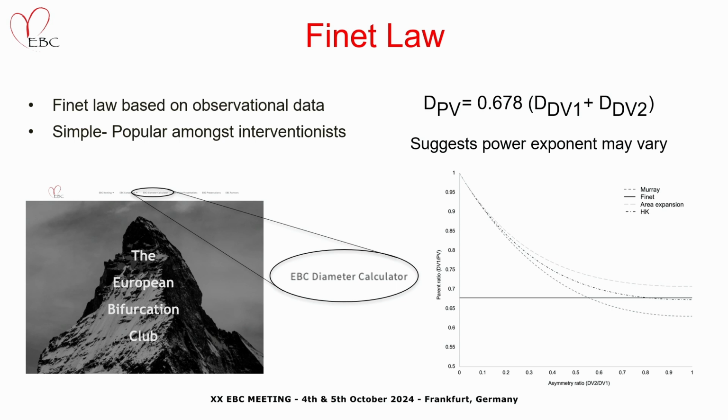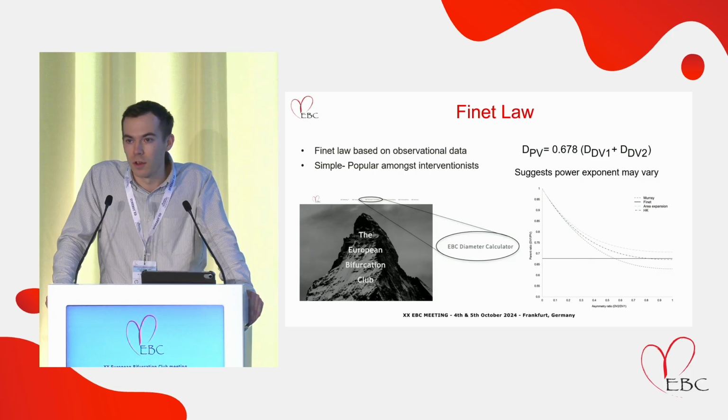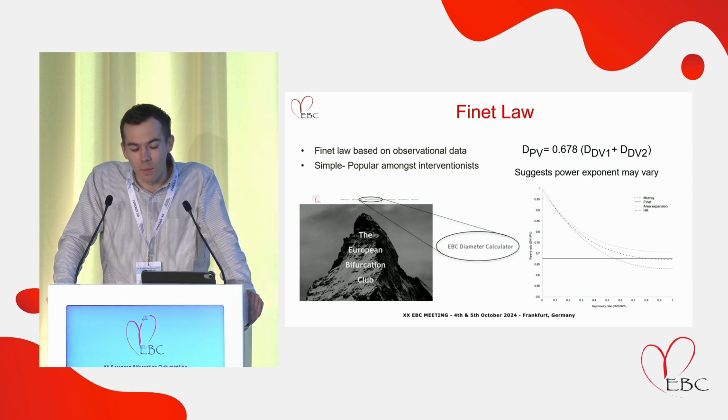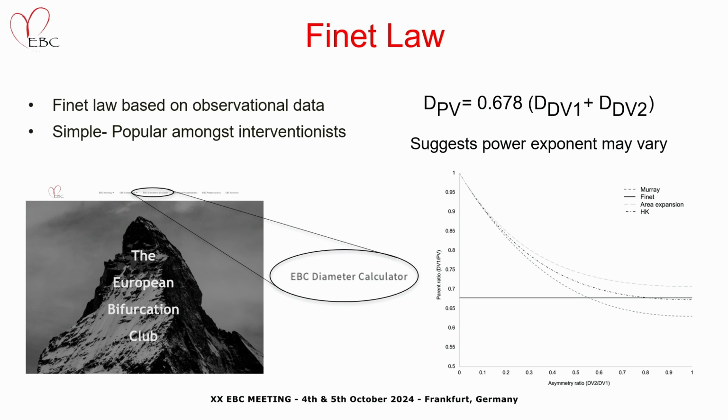Well, Finet's law is an observational law derived from IVUS examination of 173 healthy bifurcations. And it's much simpler than Murray's and Huo-Kassab laws, which are power relationships. Finet's law is a fractal law. And it says that the diameter of a parent vessel should be approximately equal to 2/3 the sum of the two daughters. And this simplicity has made it popular in bifurcation intervention.